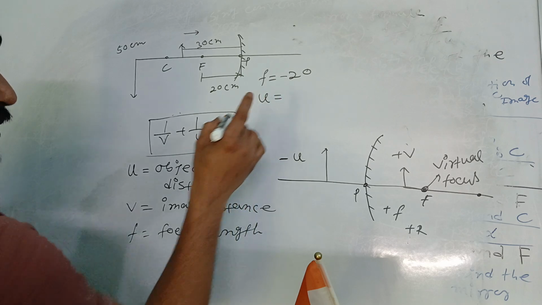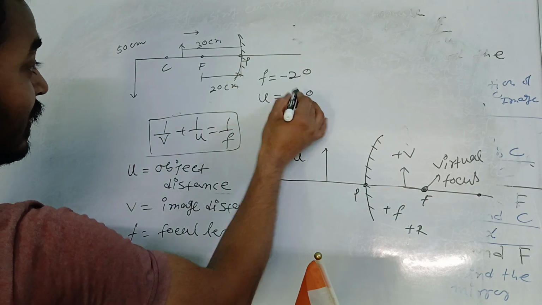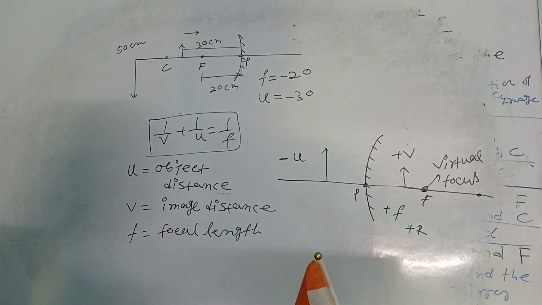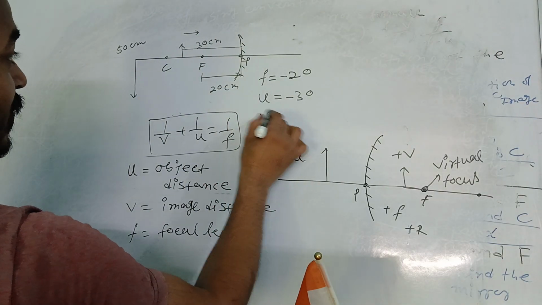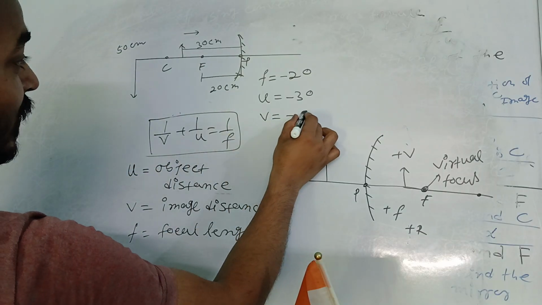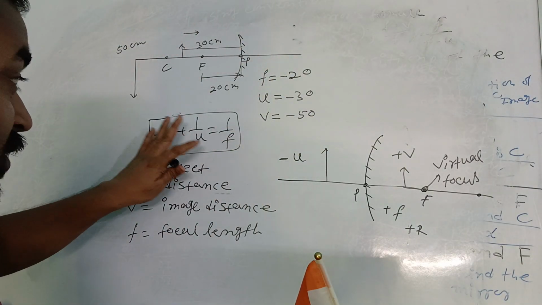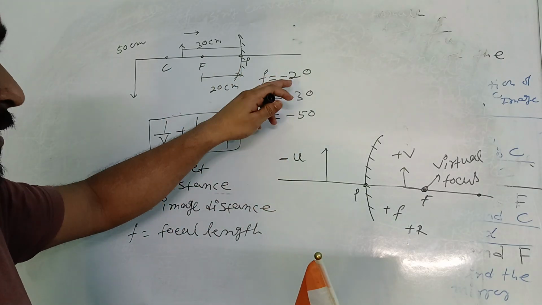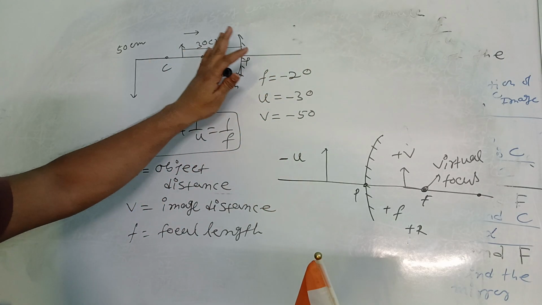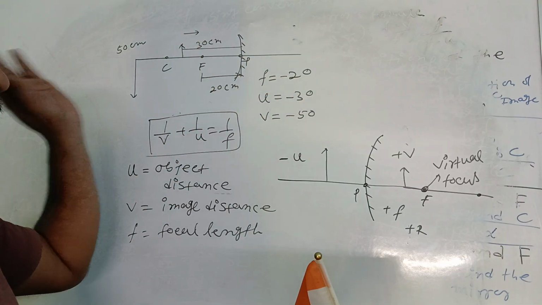So in place of u, what do you have to put? 30. No, minus 30. As this is the image, the image distance v, what do you have to write? 50. No, minus 50. Arbitrary. Don't put it here and don't show that it is not matching. Just for value. So can you write the values? Yes. So for this case you can write it.